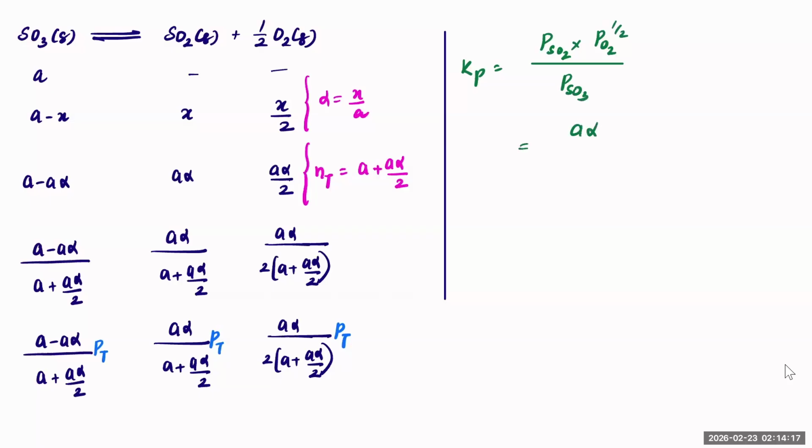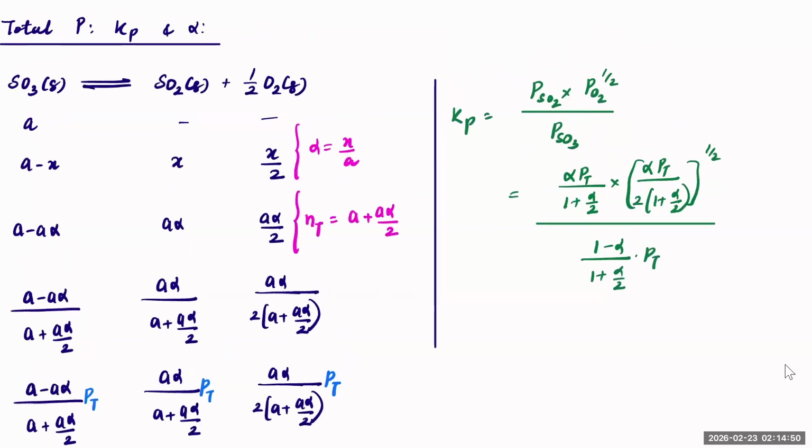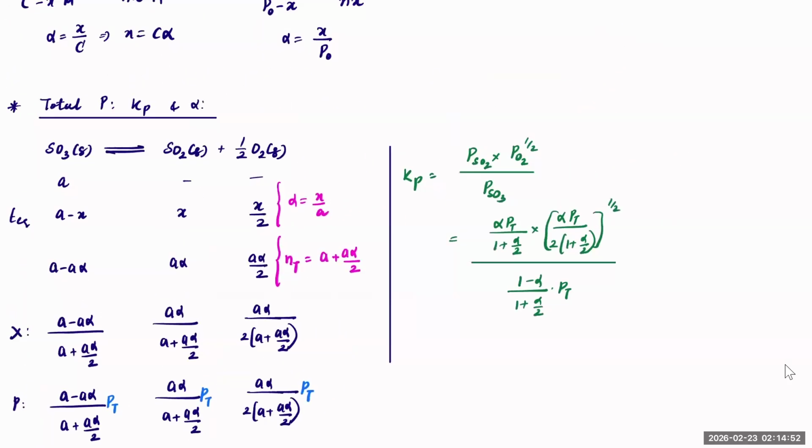Substitute these values, you will get this as A alpha by A plus A alpha by 2. Sorry, that A has got cancelled here. So alpha Pt by 1 plus alpha by 2, right? That multiplied by alpha Pt by, we have 2 times of 1 plus alpha by 2 here, whole raised to power of half, that divided by the rest of the value here, which is 1 minus alpha by 1 plus alpha by 2 into P total. Okay. So this is the way you can relate Kp, alpha and Pt.